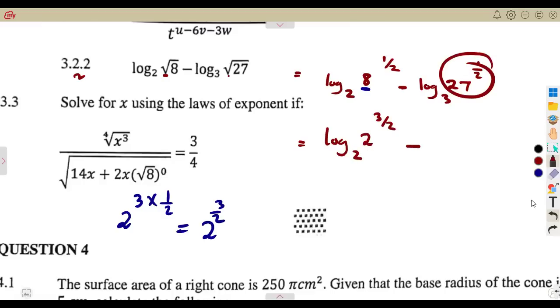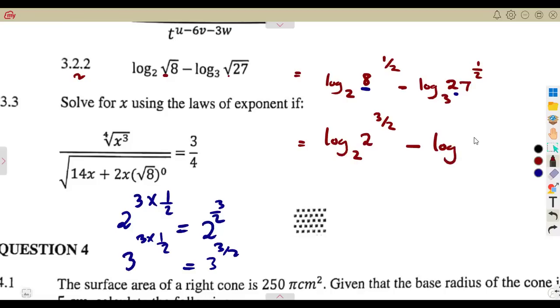Minus the same thing on this 27. It can be written in the base of 3, which is 3 to the exponent of what to give us 27? 3 to the exponent of 3. But it's already raised to the exponent of a half, so that will be 3 to the exponent of 3 over 2. Just multiply 3 times a half. So log 27 to the exponent of a half is the same as 3 to the exponent of 3 over 2 in the base of 3.